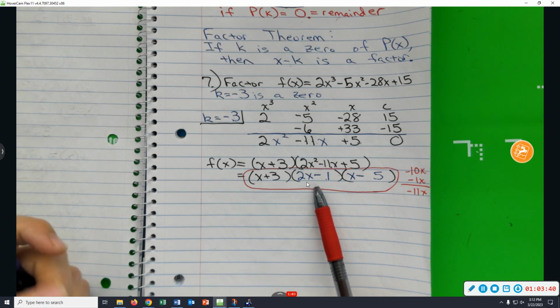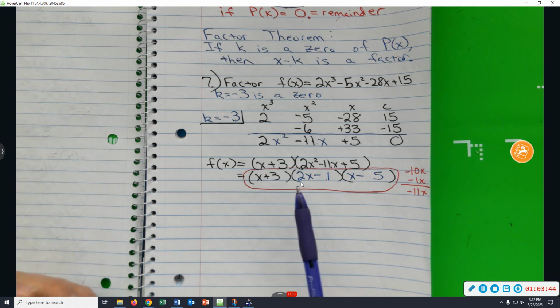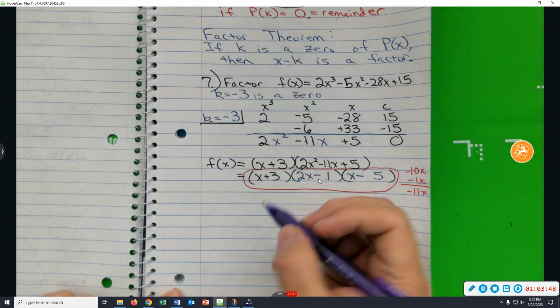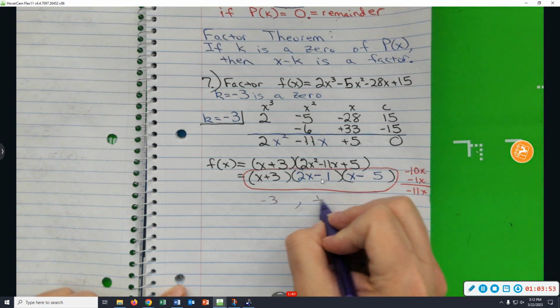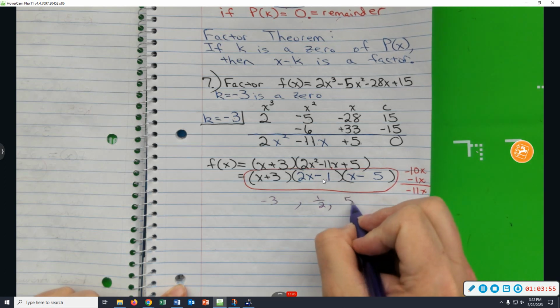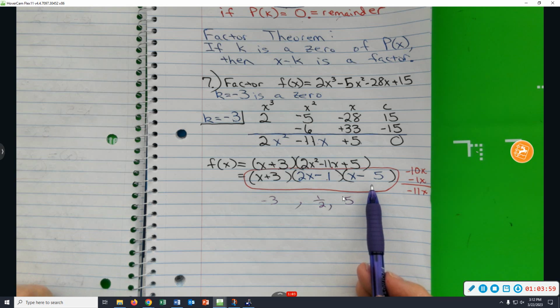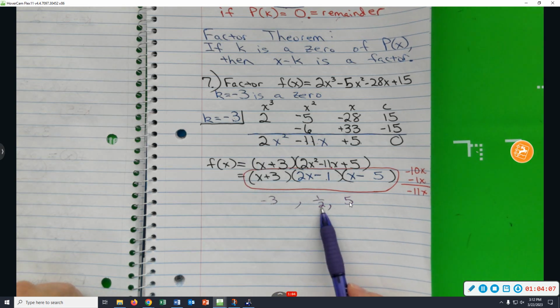I'll give you a hint. It's a fraction. You set 2x minus 1 to 0 and solve for x, isolate the x, what would you get? 1/2. Okay, so we now know, if they had asked us, once it's factored, what are the zeros? Well, we have them right here. Set each factor equal to 0 to get negative 3, we already knew that, positive 1/2, and positive 5.